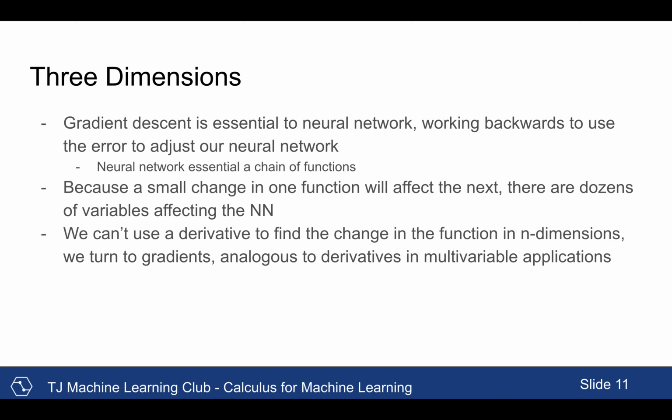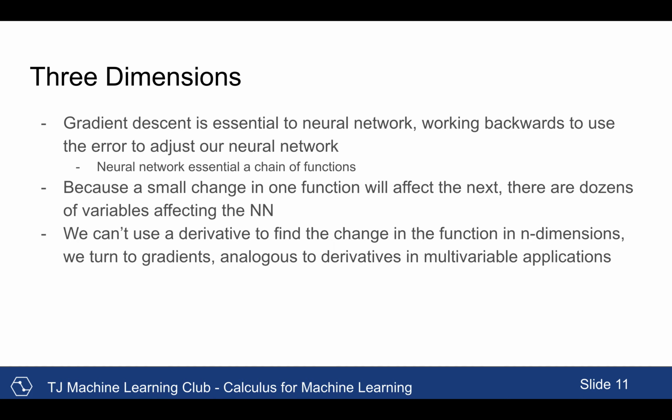Okay, so all of that information we just talked about was in 2 dimensions. And unfortunately, neural networks have many variables, which means that we can't just take a derivative and call it a day. So gradient descent is what this is going to be mostly used on, and that's basically working backwards using the error or the cost of your function to adjust your neural network.